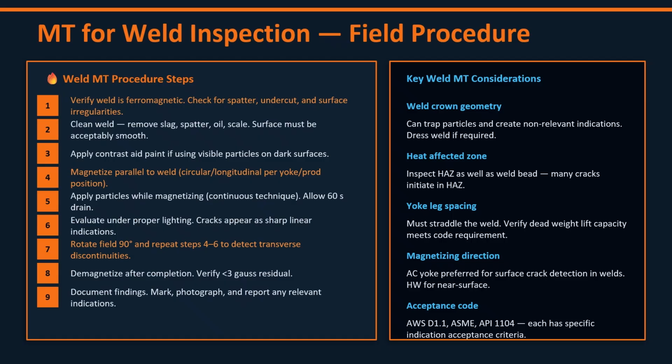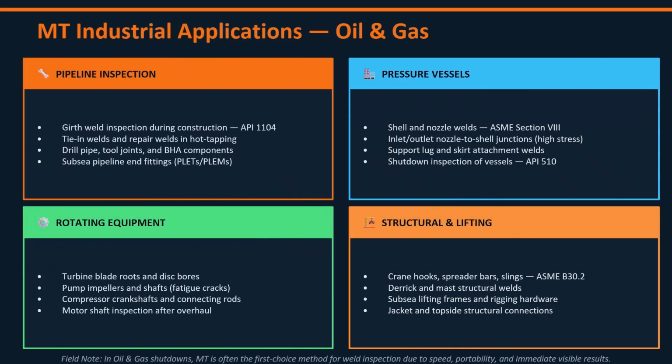AWS D1.1, ASME requirements, API 1104, and other specifications have their own rules. Detection is performed by MT, acceptance is governed by the applicable requirement. The industrial applications of MT explain why the method is so important in oil and gas inspection. During pipeline construction, MT can be used on suitable ferromagnetic welds, tie-ins, repair areas, and selected components.